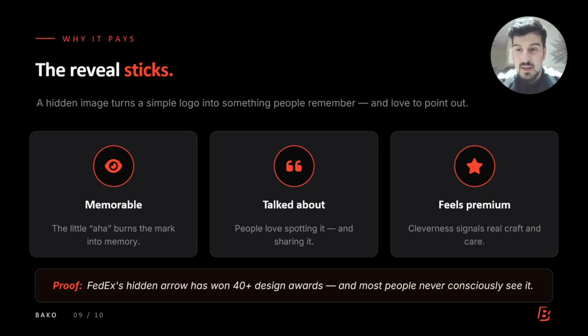So moving on, the proof is that the FedEx hidden arrow won 40 plus design awards in the past because of how effective it is and how effortlessly they were able to pull this off, and how much people loved their brand and how memorable it was. It ticked every single one of these boxes that we mentioned above. So keep that in mind for your own branding as well.